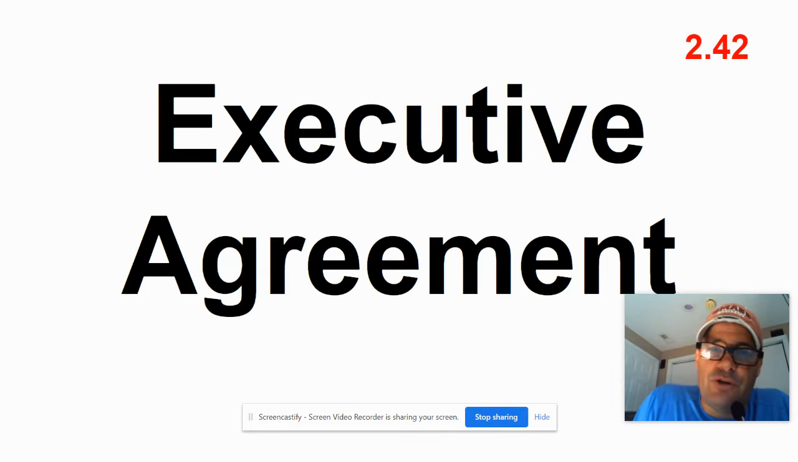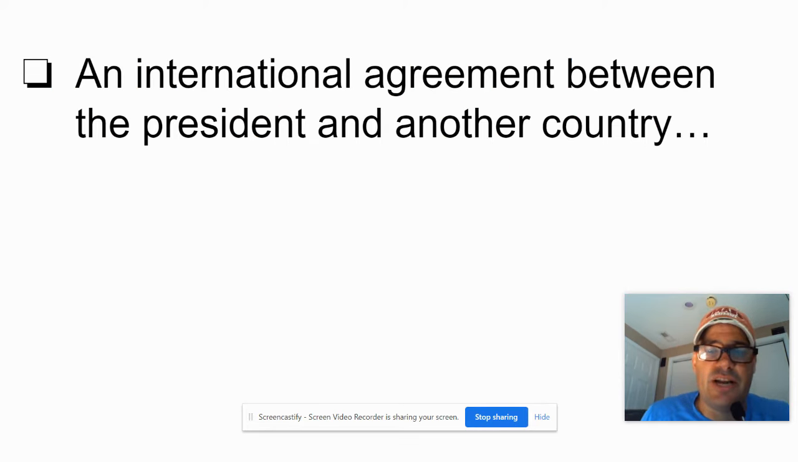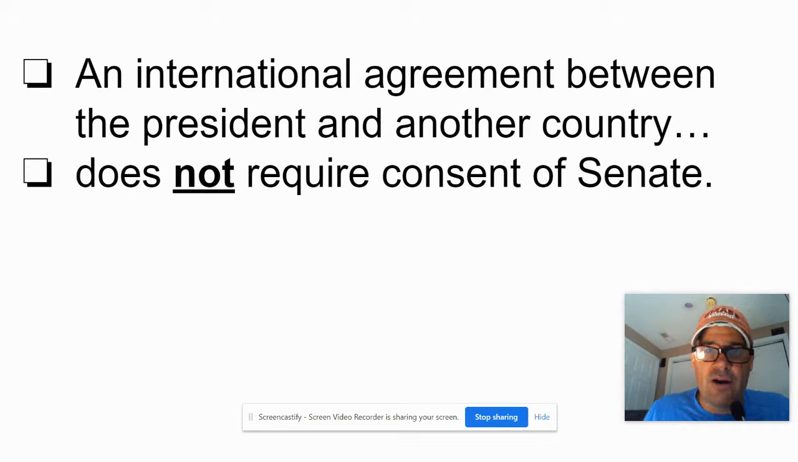All right, next, 2.42, executive agreement. I already mentioned an executive agreement is between two executives of two countries. So an agreement between two nations. A president negotiates with another foreign leader, a prime minister or president of that country, and then they have an agreement. However, it doesn't have to go to the Senate. So it's an international agreement between the president and another country that does not require consent of the Senate. This is an informal expansion of presidential power, just like executive orders.